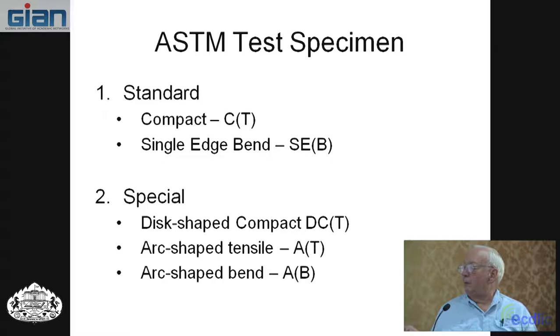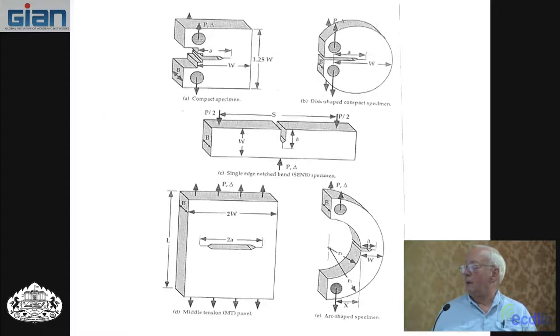The two most common specimens are compact and single edge. Compact uses less material, so if you don't have a lot of material, this uses less. This is also easier to machine, so if you have trouble machining, this is easier to machine.